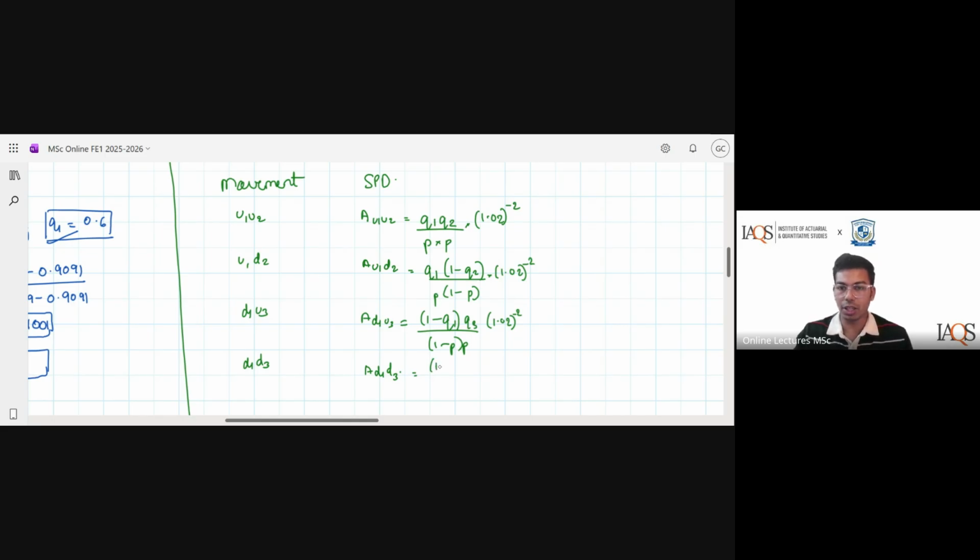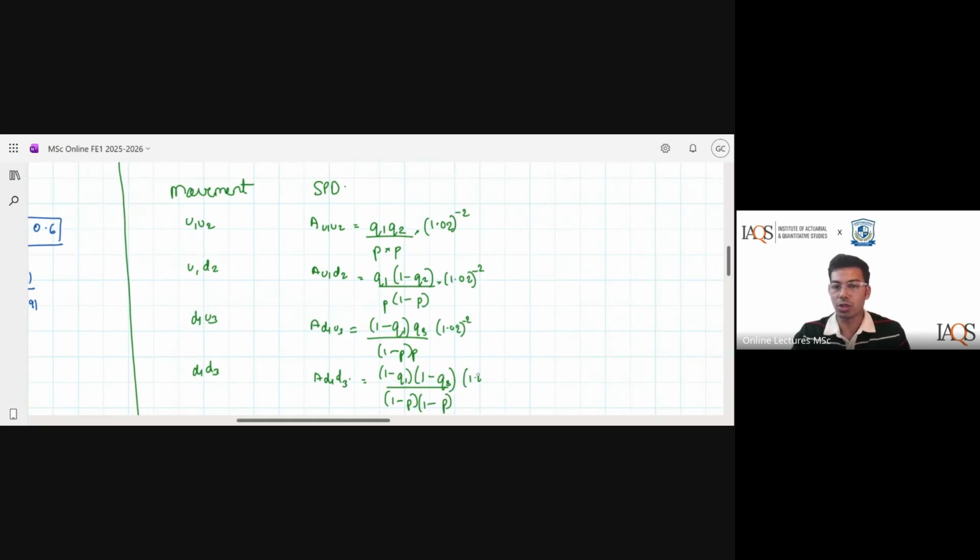Now I know A D1 D3. The probability of getting D1 is 1 minus Q1. Probability of getting D3 is 1 minus Q3, upon the same way for real world. I know two down moves, which is 1 minus P, 1 minus P. And the PV factor is 1.02 raised to minus 2. Let me know what answers you get for each of them.